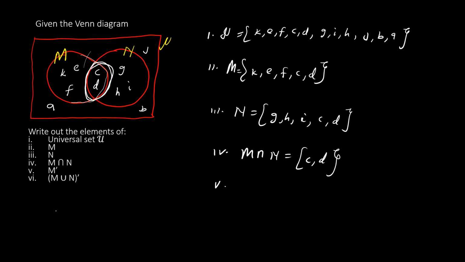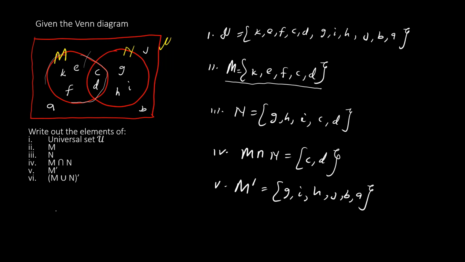The fifth one is M complement. M complement are the elements that we have in the universal set but are not in set M. So we can see the elements we have in set M include these. To look for M complement, we are going to take every other thing apart from what we have in the circle M. So let's start with the elements in N, which include G, I, and H. We are not going to take C and D because C and D are also included in set M. And going outside of the two circles, we have J, B, and A. So these are the elements of M complement.